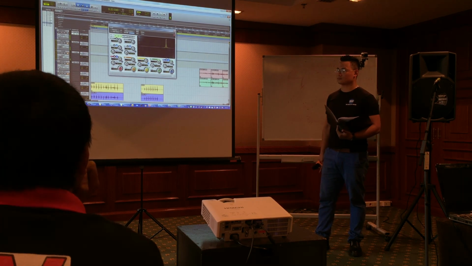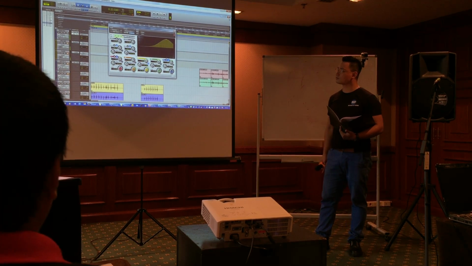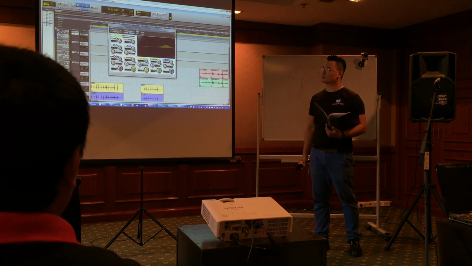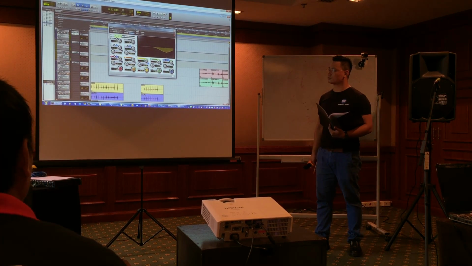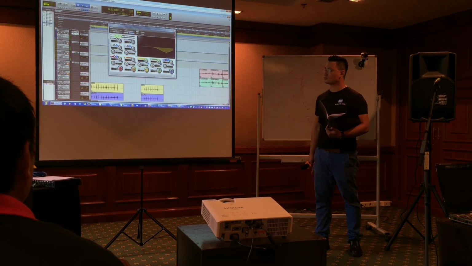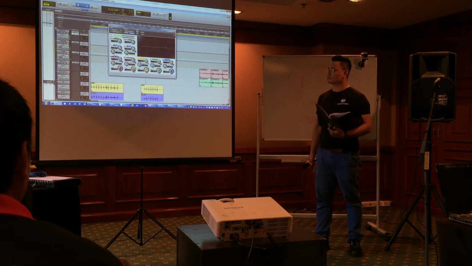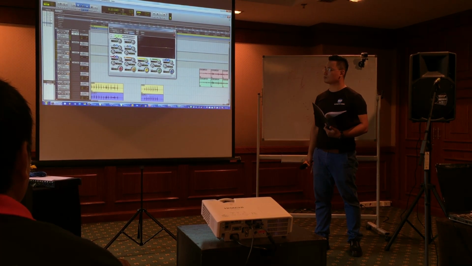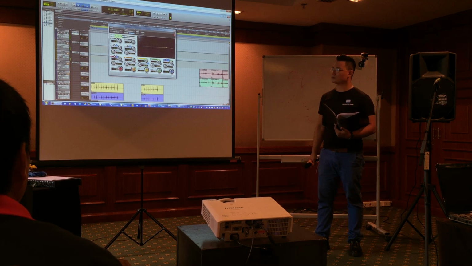But if I do something like this, as you can see, the fundamental frequencies are the same, and now I am exalting a lot of harmonics, and the sound changes.